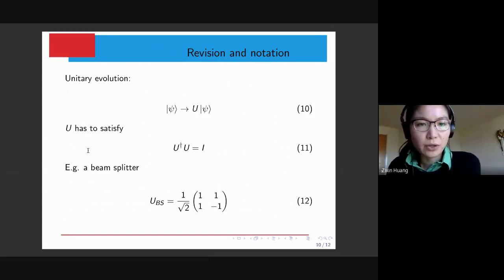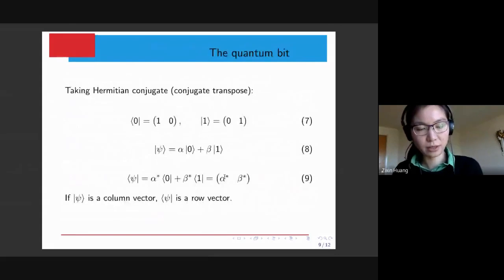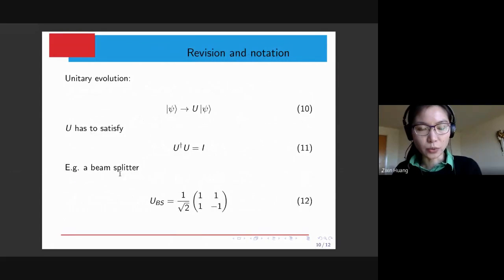So the unitary evolution has to satisfy U dagger multiplied by U is equal to identity. One very useful example of a unitary transformation is a beam splitter, given by equation number 12 over there.